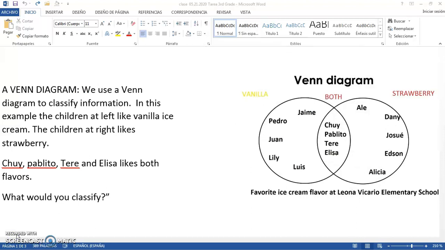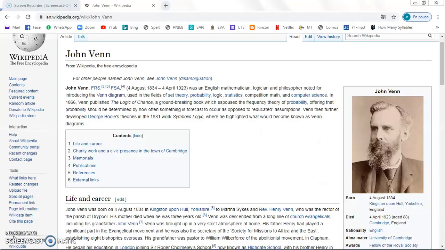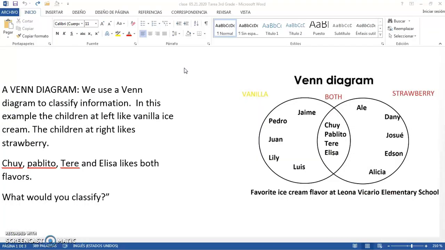Very good. This is the next type of diagram. It's called a Venn diagram. Why is it called a Venn diagram? Well, because it was created first by this person, John Venn, around 1880. He was an English mathematician, logician, and philosopher, so he introduced the Venn diagram. Please copy this definition of the Venn diagram.